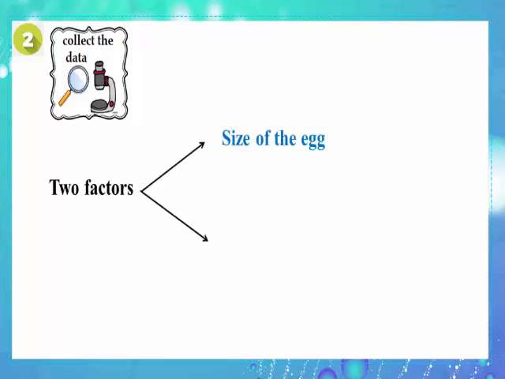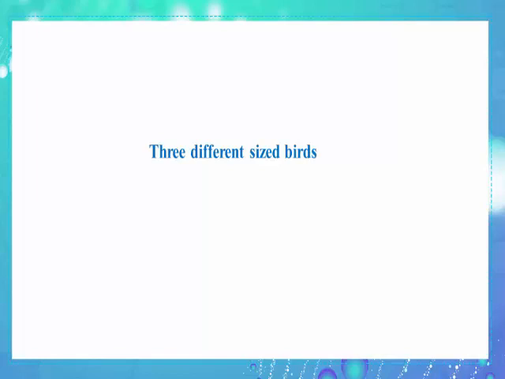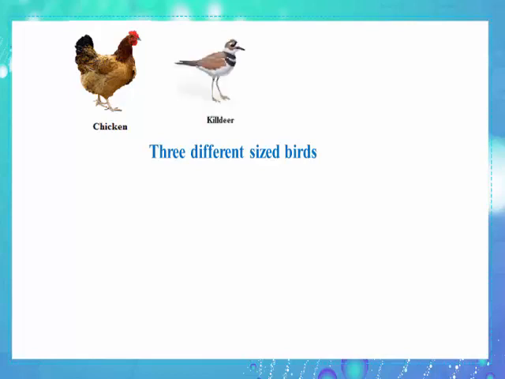So, in order to solve our problem, we must firstly collect the data about the two factors: the size of the egg and the period a fetus stays in the egg, or the incubation period. For this, we took 3 different types of birds of different sizes: the chicken, the killdeer, and the meadowlark.